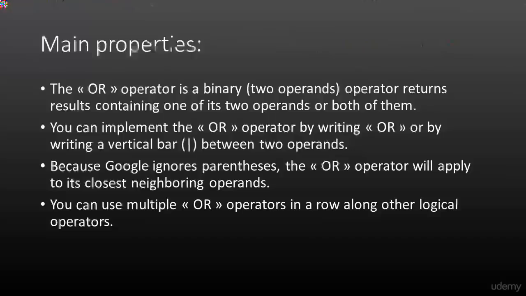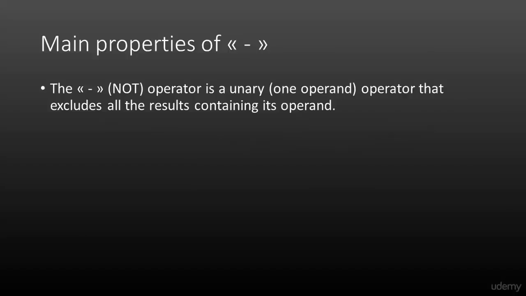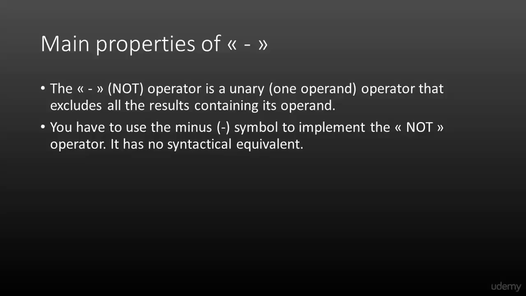Hello and welcome to the section on the NOT operator. The NOT operator is a unary operator, it only takes one operand, and it excludes any search result that contains this operand. If you want to implement the NOT operator, you have to use the minus symbol. It has to be just before what you want to exclude, and it has no syntactical equivalent.